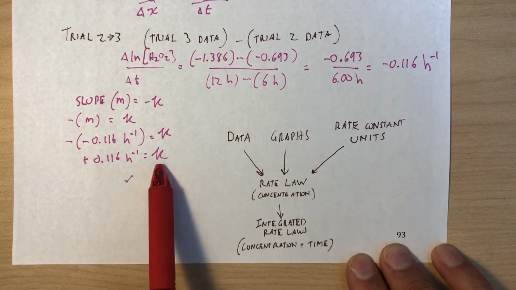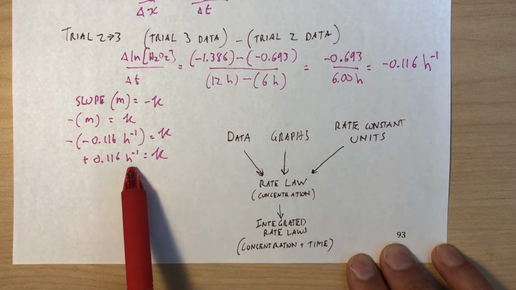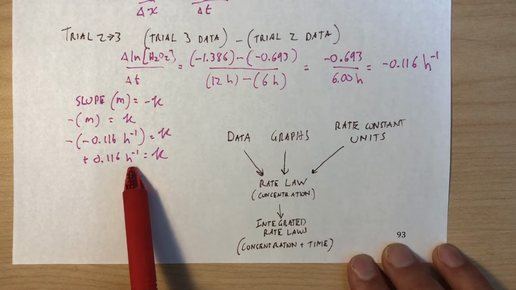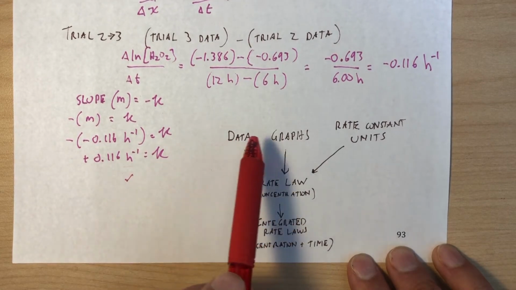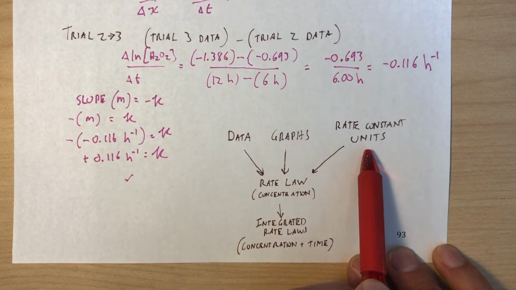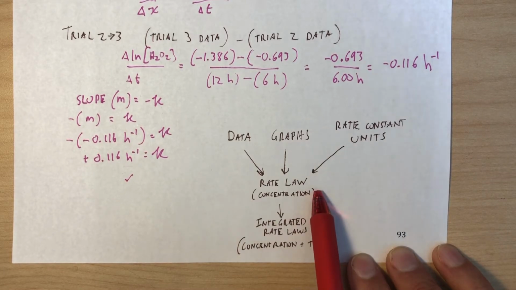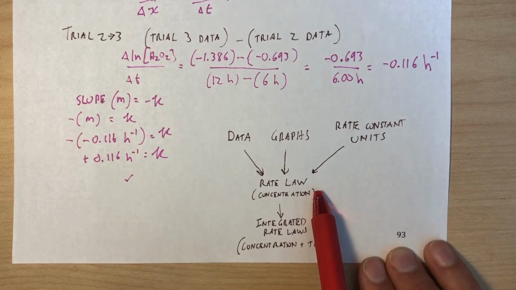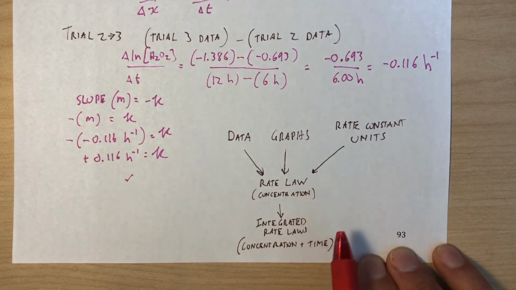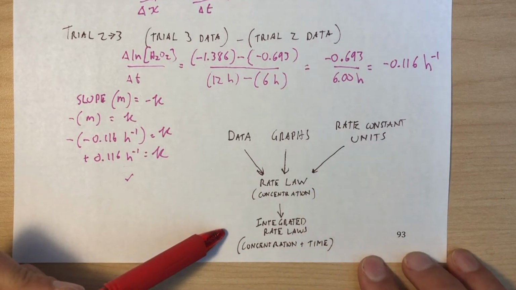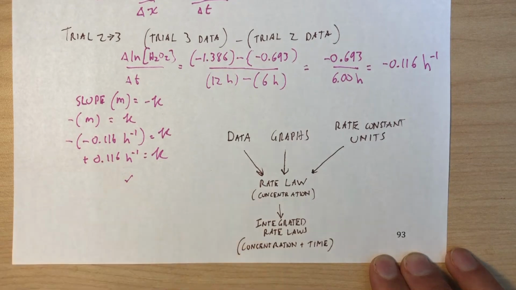For example, our k in this situation was inverse hours. Turns out if you have an inverse time for the units of your rate constant, you always get a first order reaction. So there are now 3 different ways that we have to get to the rate law, being a first, a second, a third order, or a zero order rate law. That's dependent on concentration. Once we know the rate law, we can then use our set of integrated rate laws, which are dependent on concentration and time, and we can solve for any information that we need to.